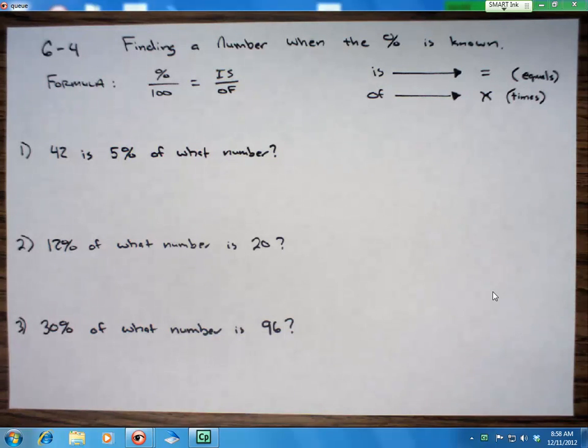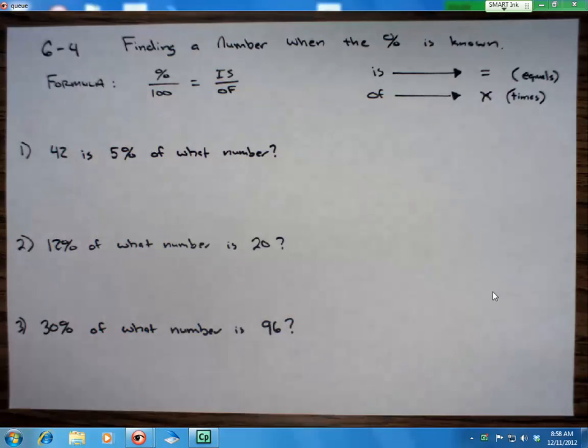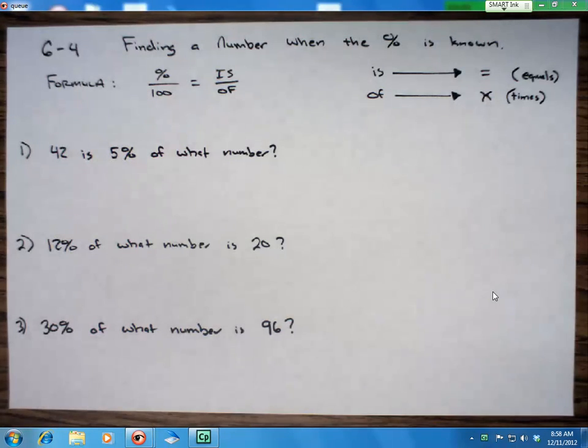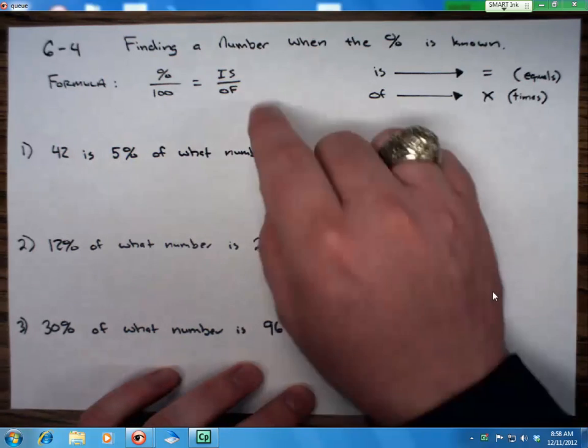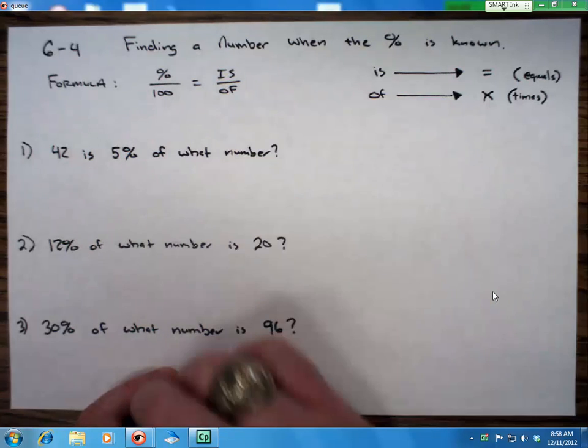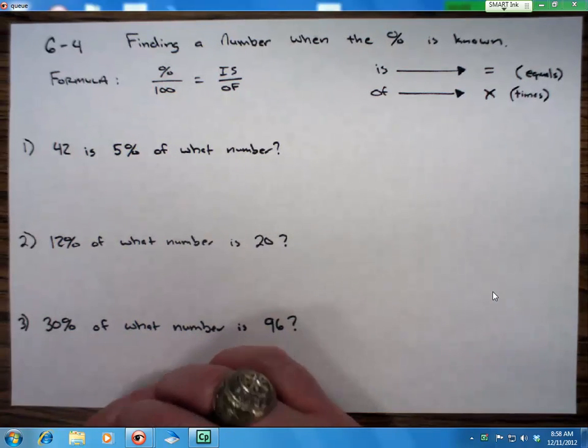Today we are going to be working on 6-4, which is finding a number when the percent is known, which is very similar to what we were doing yesterday, with one exception. Today it's going to give us the percents, and we're going to have to find the is's or the ofs. And I'm going to show you two different ways to solve these today.